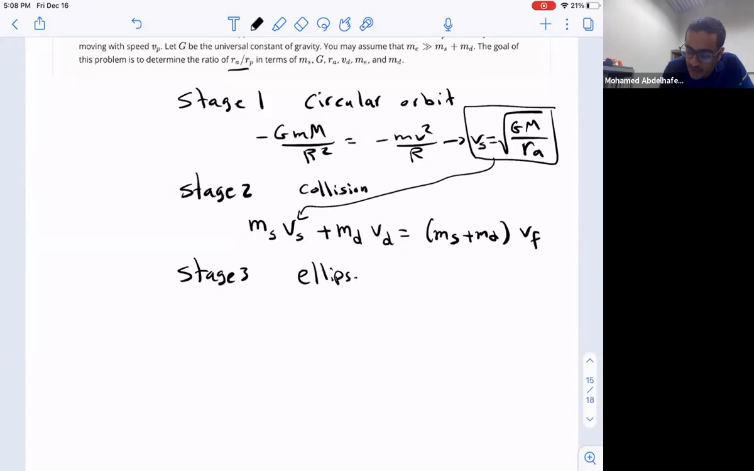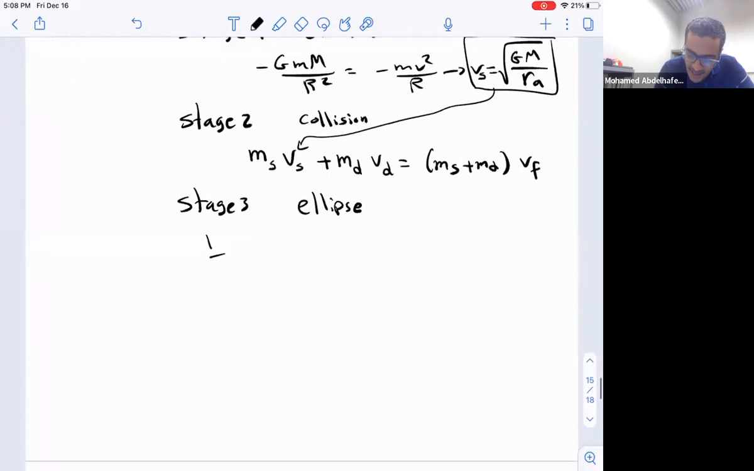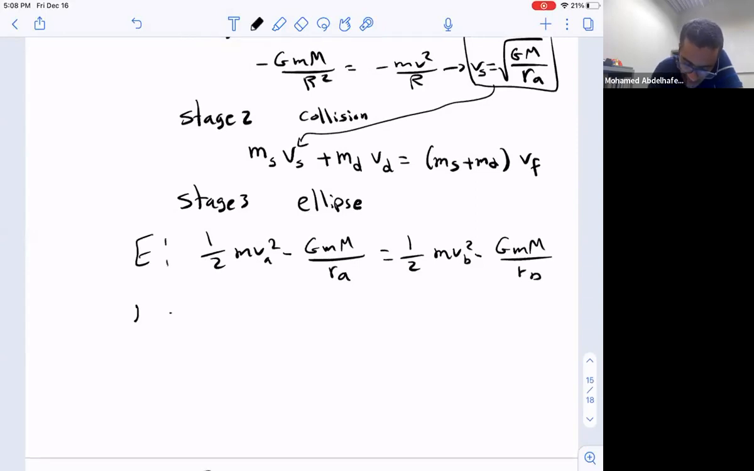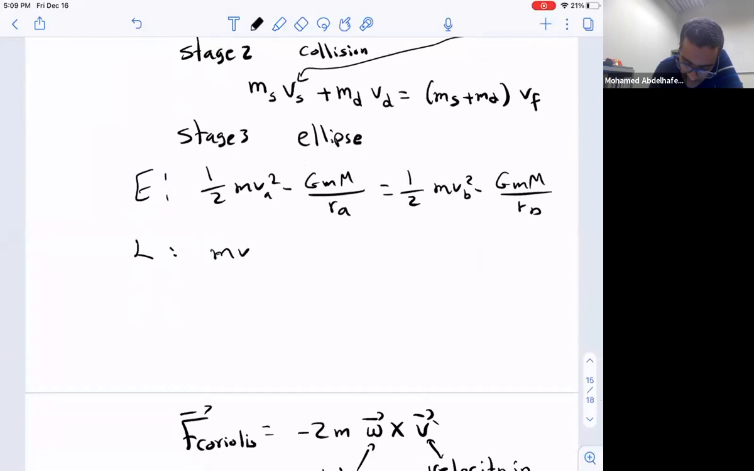So we are going to just write down the conservation laws and then see what we can do. The conservation of energy is 1/2 mv_A squared minus GMm over r_A equals 1/2 mv_B squared minus GMm over r_B. Don't forget that this mass m is the mass of both of them together after they stick together, and it cancels out from the energy. And angular momentum is m v_A r_A equals m v_P r_P. And then you see what we want here.